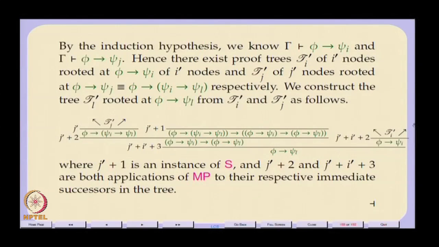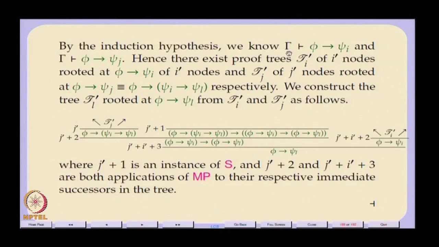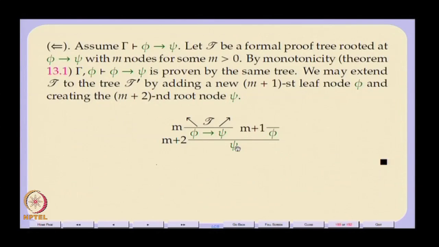Okay. So, this proof tree is my proof tree T prime, and that proves that from gamma it proves phi arrow psi, and so the induction step is over, and therefore, the first part of the theorem is over. Yeah. So, the second part is the converse, and that is much simpler actually.